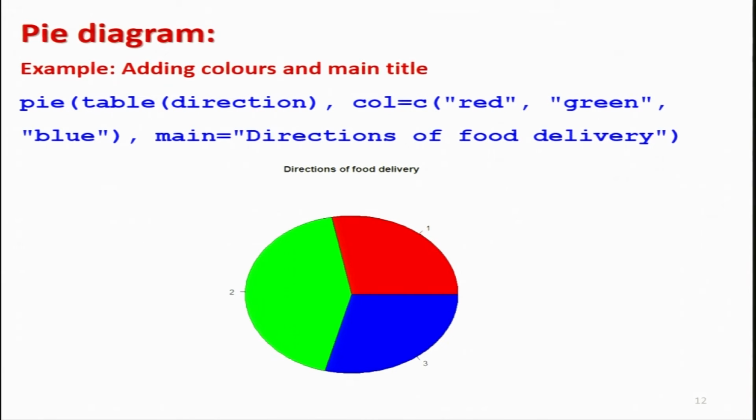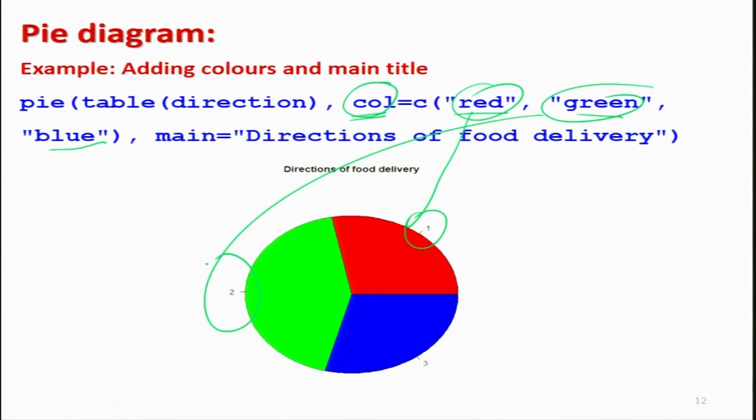For example, if you want to add colors in the same pie diagram, I will use the same command here, COL is equal to, say, in the data vector, red, green and blue. So that is going to change the colors of the segments in the same order in which the colors are written under the option COL. So you can see first is red, so category 1 is red, then green, so the second category is green, and the third category is blue.